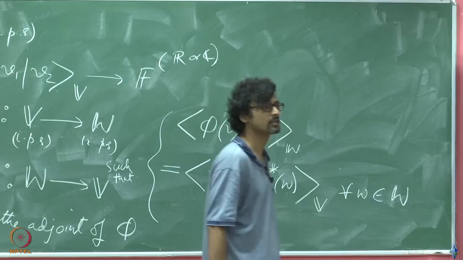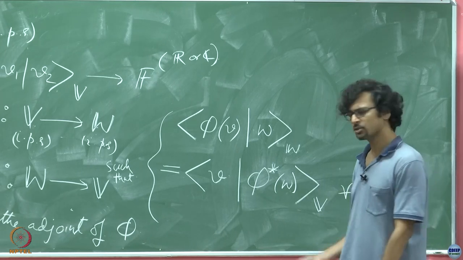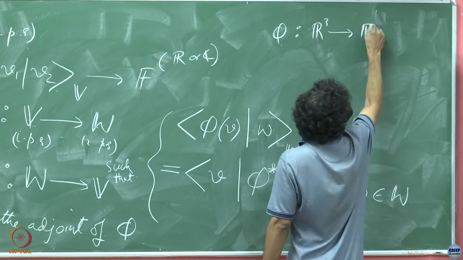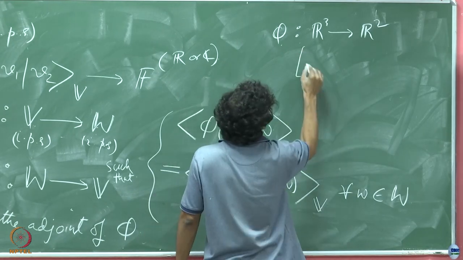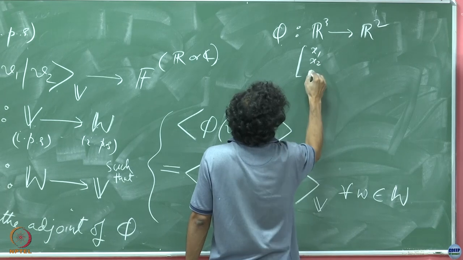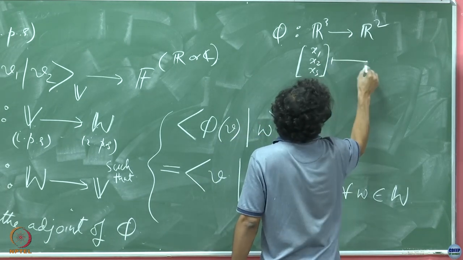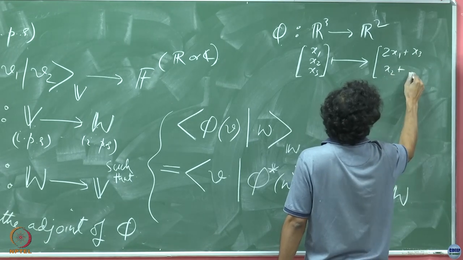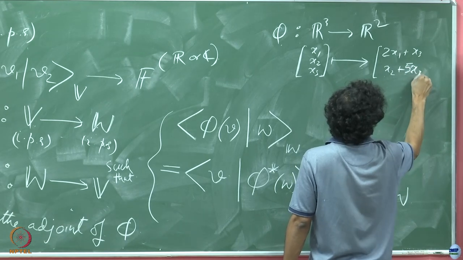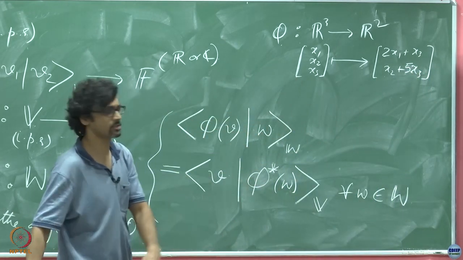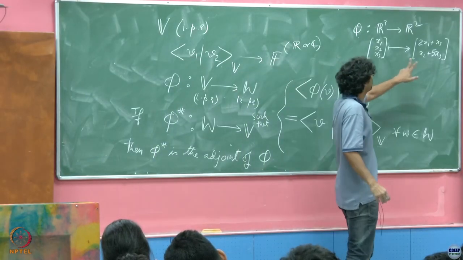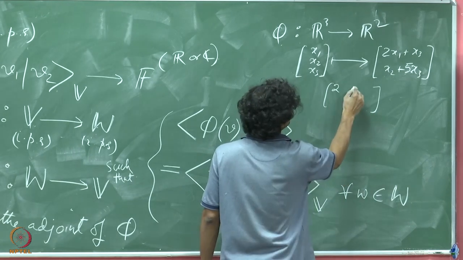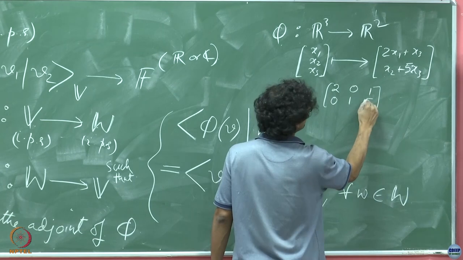Let's take an example in the space that we understand very well. So R2s and R3s and so on. So let's say phi is a mapping from R3 to R2. So what does it do? It takes x1, x2, x3 and maps it to 2x1 plus x3, x2 plus 5x3. All right? You can already see what the matrix of this transformation is, right? It's just going to be 2, 0, 1 and 0, 1, 5. So at the heart of it is this matrix 2, 0, 1, 0, 1, 5.